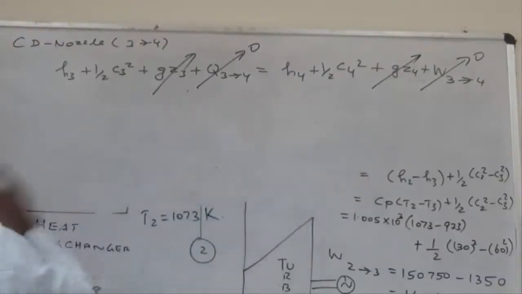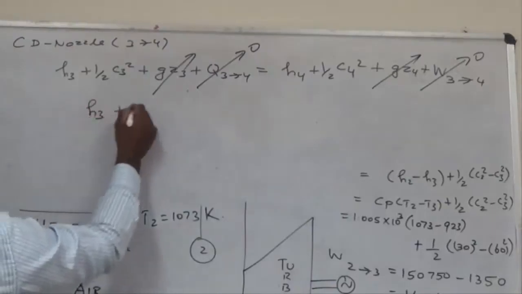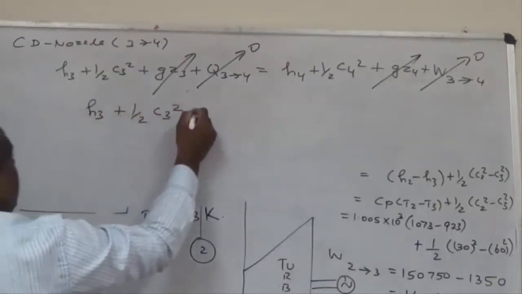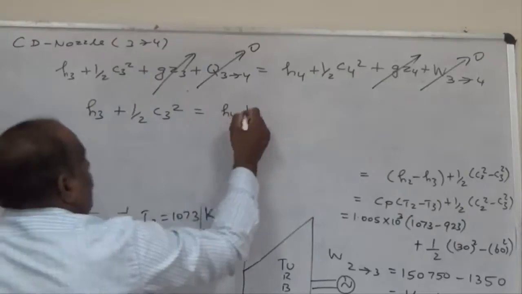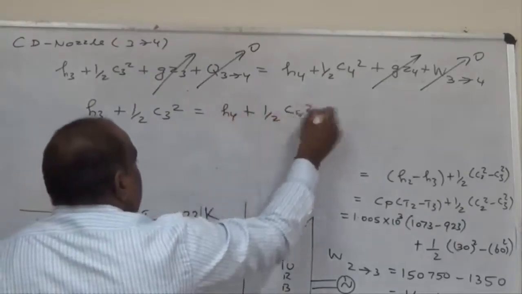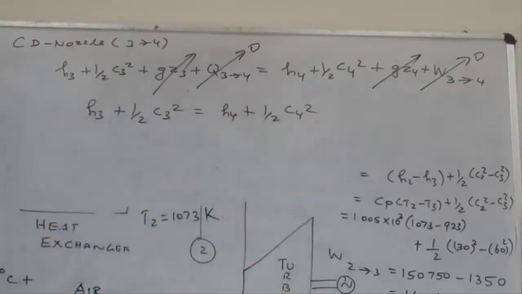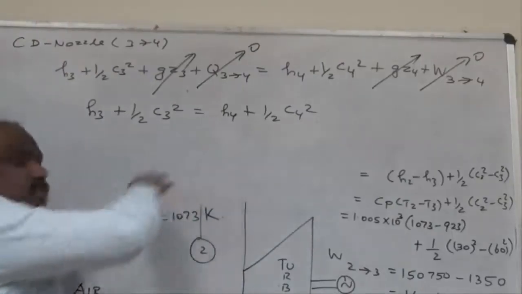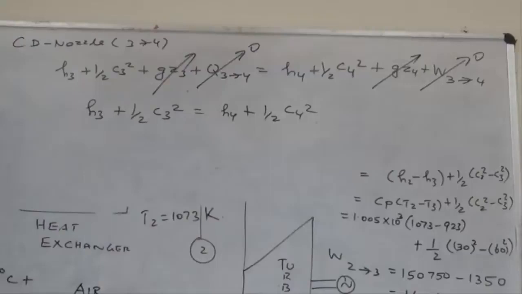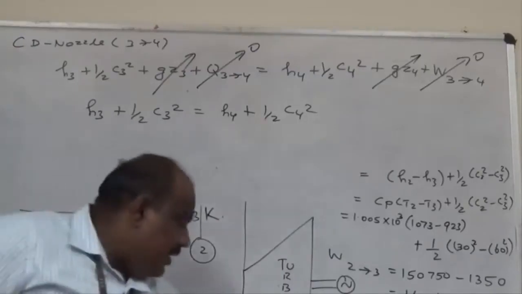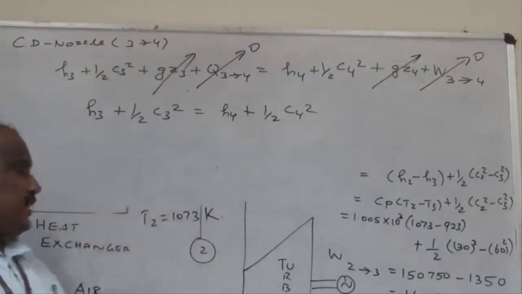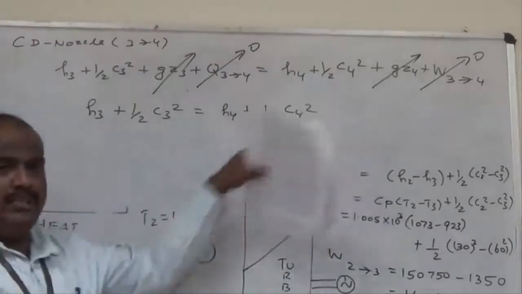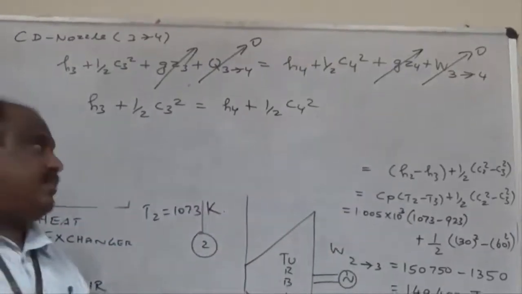So what is the final thing we end up with? H3 plus half C3 squared is equal to H4 plus half C4 squared. What is the unknown here? We have to find C4, because H4 minus H3 is nothing but Cp into T4 minus T3. T4 is given, T3 is given, C3 is also given. So the only unknown is C4. One expression, one unknown, we can easily find it.